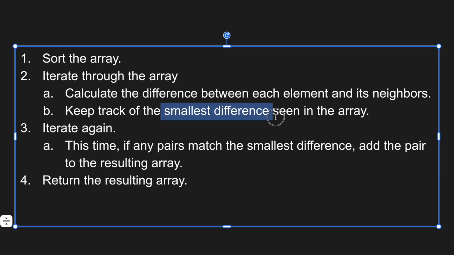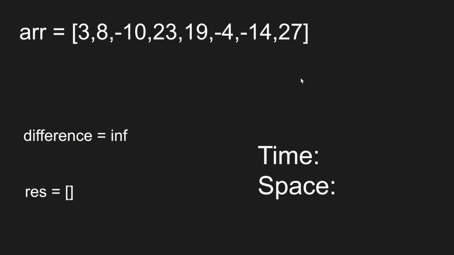And now that we have the smallest difference, we can iterate through the array again, and this time we want to see if any pairs match the smallest difference that we saw the first time that we iterated through the array. Then we want to add that pair to the resulting array, and finally we want to return the resulting array as our result. So let's go over this example real quick.